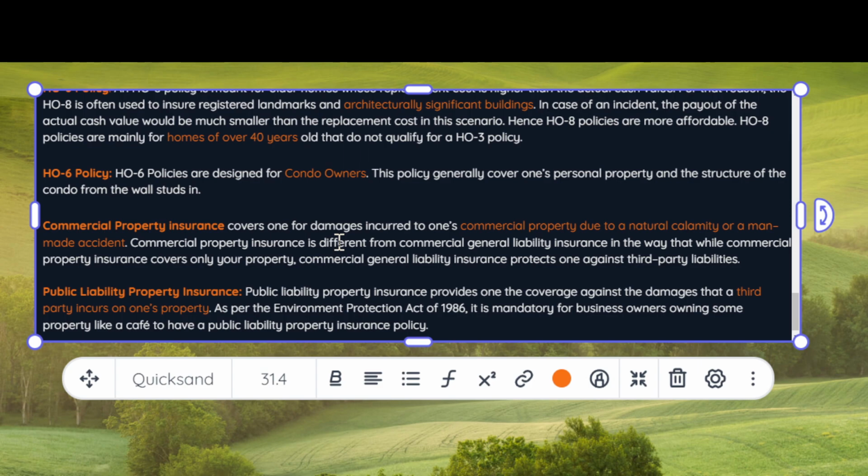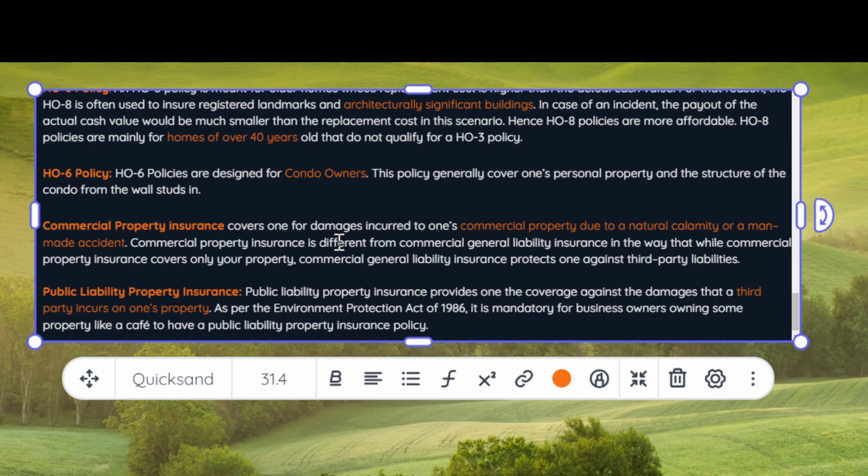But if you have a commercial property insurance, that covers only your commercial property, it does not cover any liability in that scenario. So that's the basic difference, and you need to accordingly have the insurances to get the right coverages. I hope I could make myself clear.